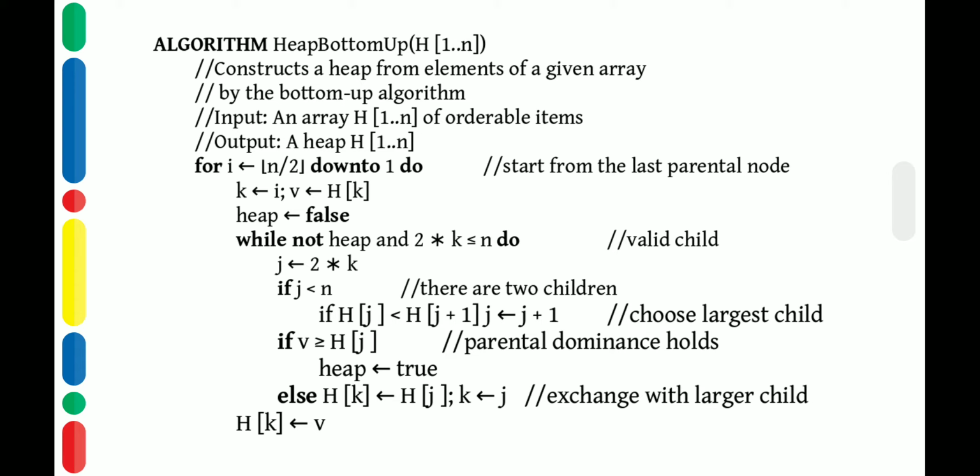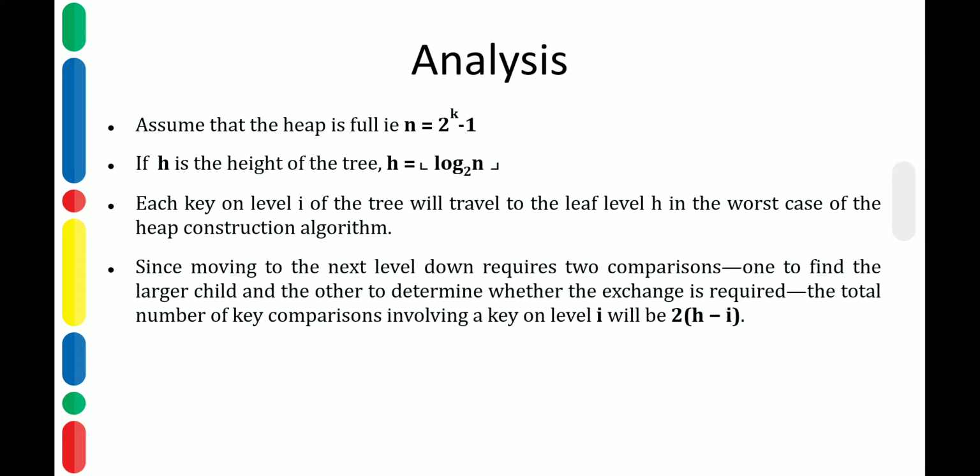After this we go to the next value, which is n by 2 minus 1. So this is a decremental loop. We repeat this procedure, and when i reaches 1 and has finished the iteration, the resulting array will be a heap, where the parental dominance will be satisfied for every node. So this is the algorithm for bottom up creation of a heap. This is one way.